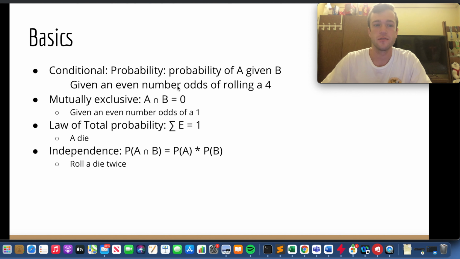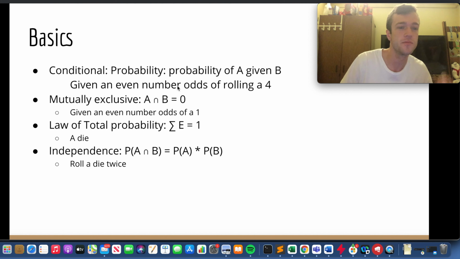So moving on to conditional probability, which is the probability of A given B. Given an even number, what are the odds that that number is 4? Because an even number was 50% of the total outcomes, and a 4 is a sixth of the total outcomes, that would be about 33%. I should fix that colon. Definitely out of place.